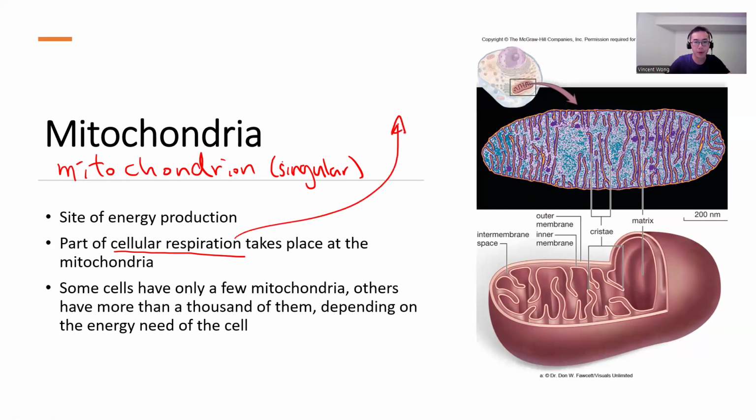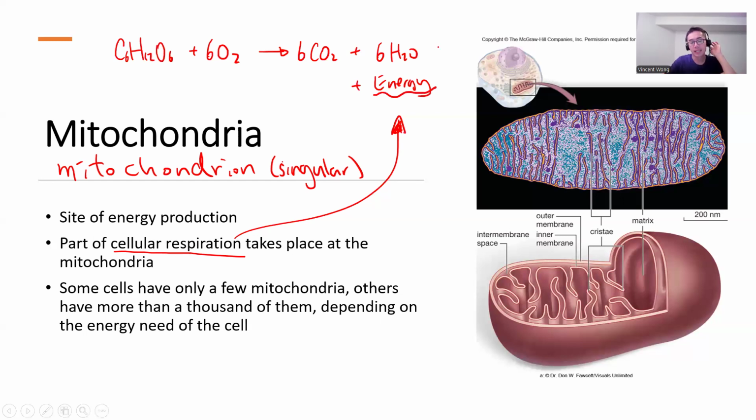And if you remember from the second lecture, cellular respiration is this process where you take glucose and you react it with 6 oxygen to produce 6 carbon dioxide, 6 water, and more importantly, energy. Okay? Some cells have only a few mitochondria. Others have more than 1,000, depending on the energy requirement of the cell. Your heart cells need a continuous supply of energy so they can keep on beating, right? So needless to say, they would have lots of mitochondria.